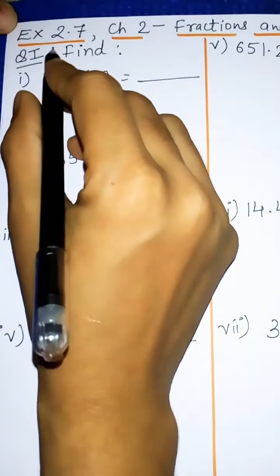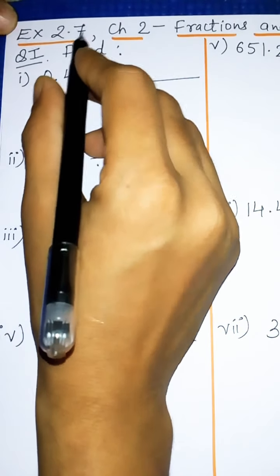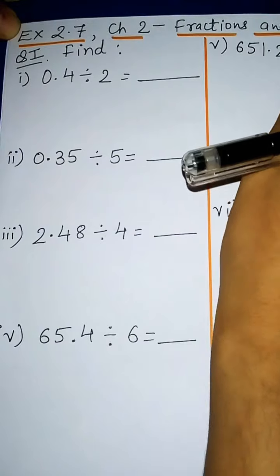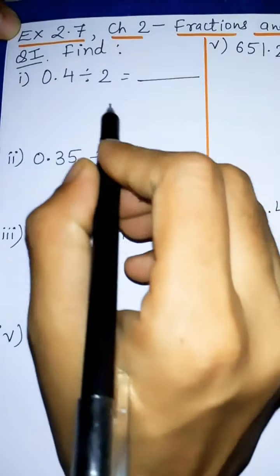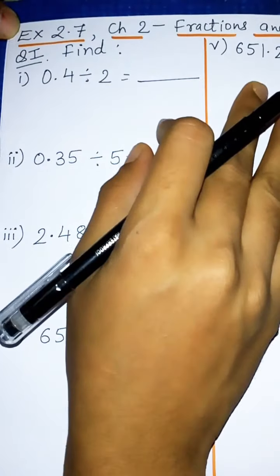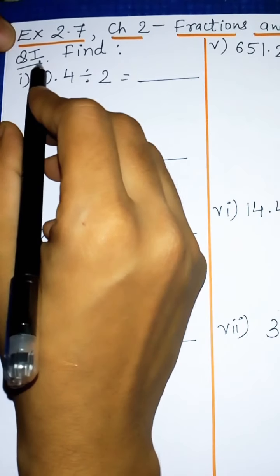Hello students, now we will see exercise 2.7 of chapter 2, fractions and decimals. Now from here starts division of decimal numbers. Our first question is question number 1.